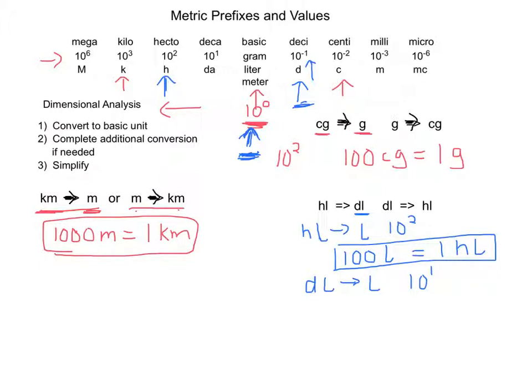So now I need to take a look at which is going to go where. I'm going to need to have 10 of what equal 1 of what. Which one's on the right? Deciliters are on the right. That's a smaller quantity. So it will take 10 deciliters to equal 1 liter. And so there is my second conversion factor. Okay, now we're going to take a look at some examples.